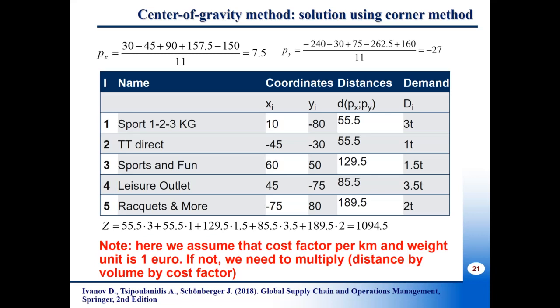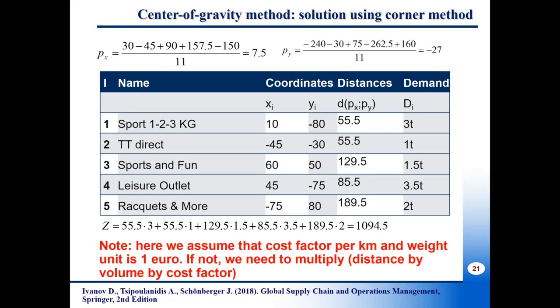First, before finding the distance, we need to find the coordinates of the central warehouse location. In the above equation, we have px and py. We have also the numerator and the denominator. For instance, px equals 30 minus 45 plus 90 plus 157.5 minus 150 divided by 11, and we have 7.5. That is the abscissa of our central warehouse. But the question is, where do those numbers come from for both the numerator and the denominator?